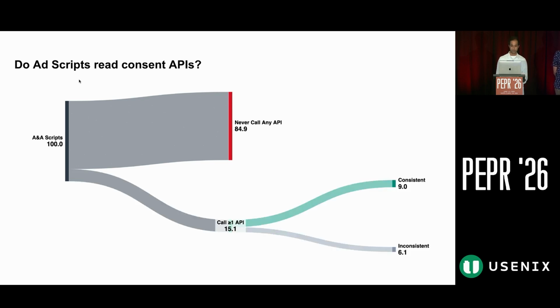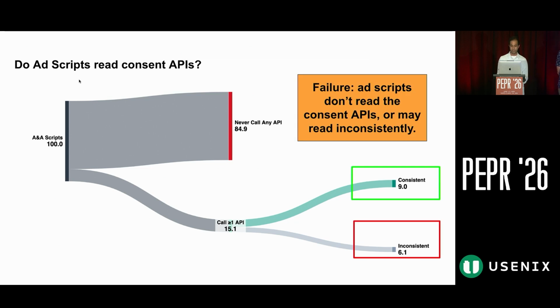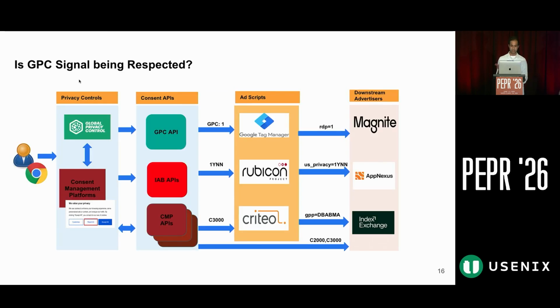And 15% of those were calling these APIs, and out of those 15%, only 9% of these third-party JavaScripts were calling these consent APIs consistently. So the second failure mode which we observed was that these ad scripts don't read the consent APIs, or even if they read them, they read them inconsistently. Thirdly, we investigated if the GPC signal is being properly respected and encoded by publishers and reflected properly by IAB APIs and CMP APIs.